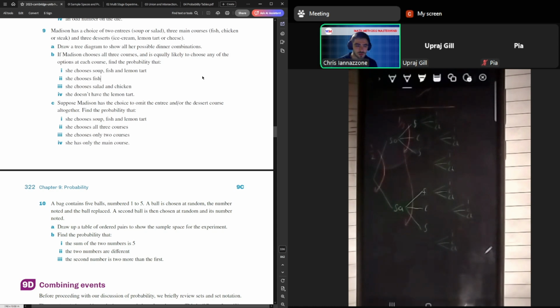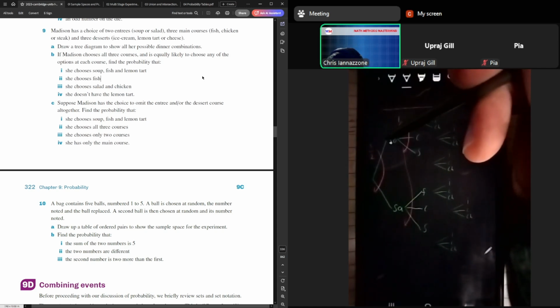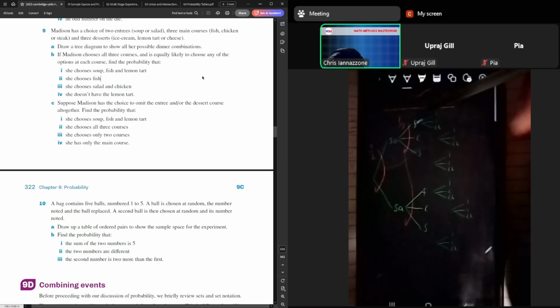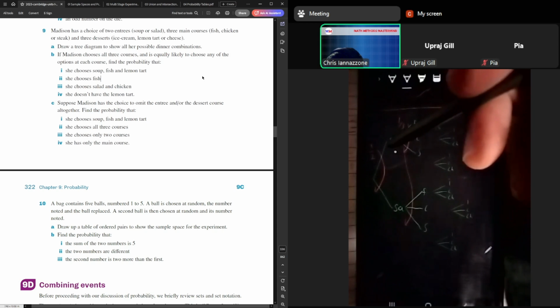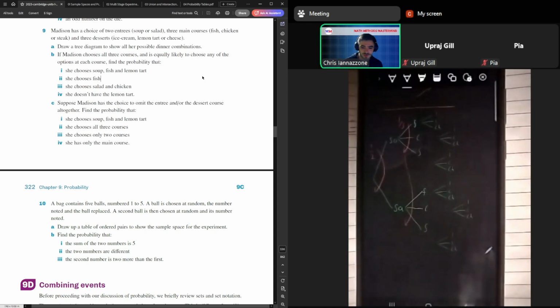Now, if you didn't see that, that's fine. You just would have had a lot more arithmetic to do, which is finding every possible outcome that has fish in it. So that would be going down soup, fish, L, soup, fish, cheese, and everything that has fish in it. Lots of math. Obviously not ideal, but at least you do have a failsafe.